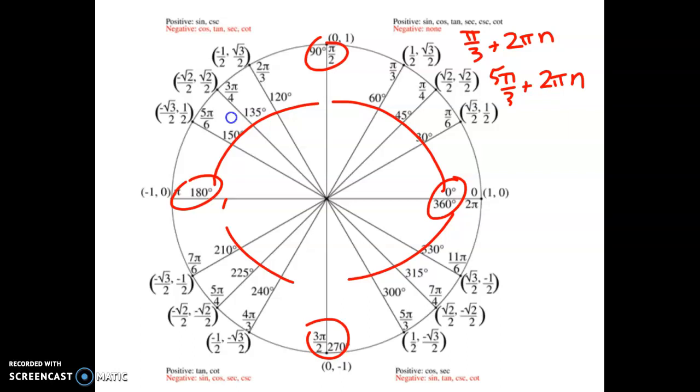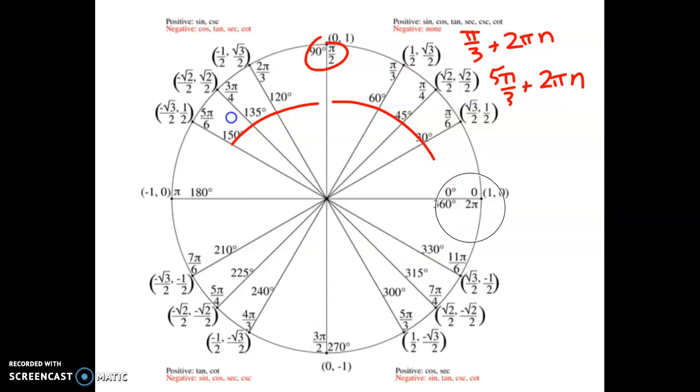Which one of these is not included? 180. 180, sorry. So we can't do it that way. Never mind. On recording, sorry.